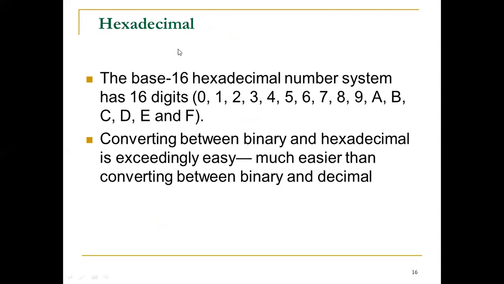Next, the hexadecimal number, this is another number system. The name itself is hexadecimal, so the base is 16 and there are a total of 16 different symbols from 0 to 9, and 10 is represented by A, 11 is represented by B, 12 is represented by C, 13 is represented by D, 14 is represented by E, and 15 is represented by F. Its conversion is very simple compared to the other binary and decimal conversions.